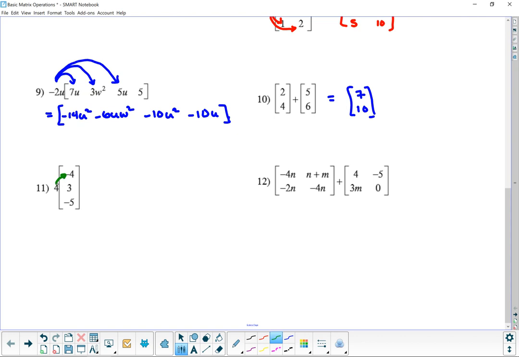Okay, same thing with this one. I'm going to go ahead and distribute that. So 4 gets scalar multiplied into it. So you get -16, 12, and -20. Okay, this one, same thing again. And you get a 2 by 2.